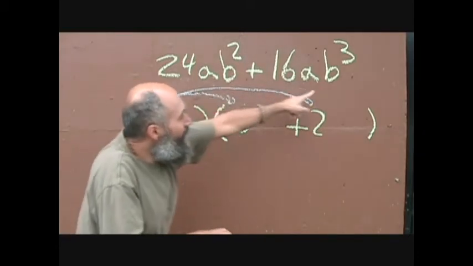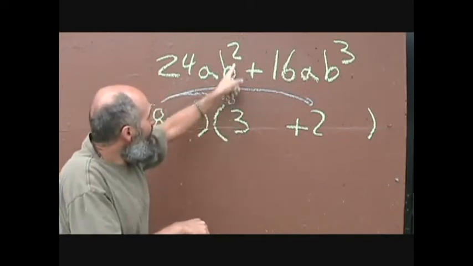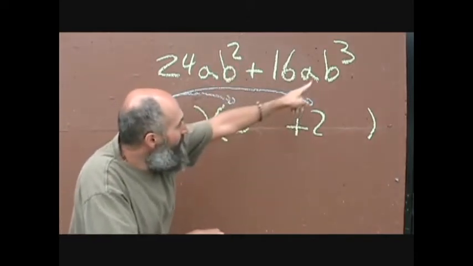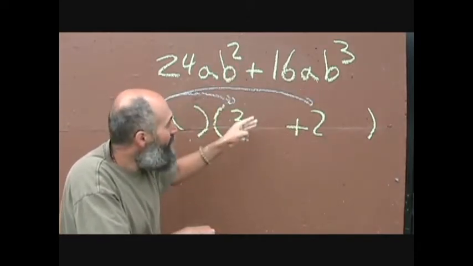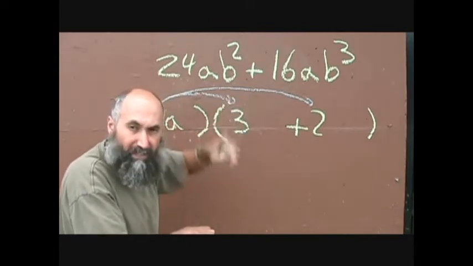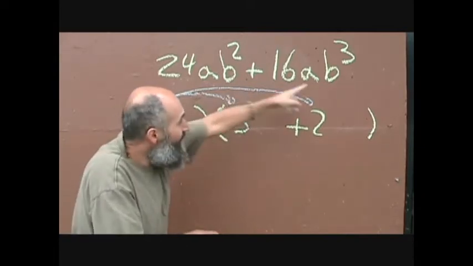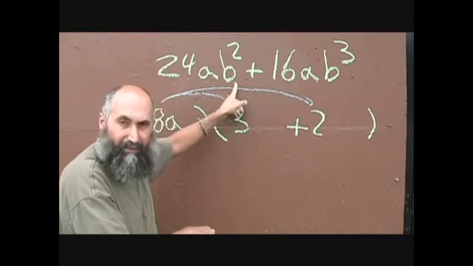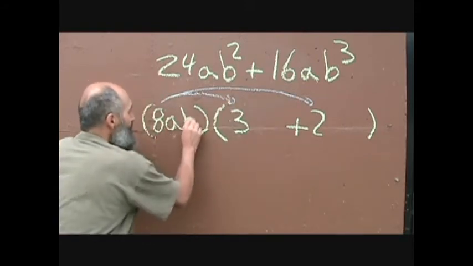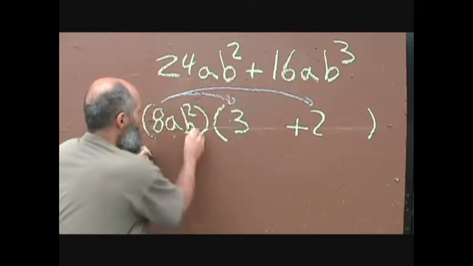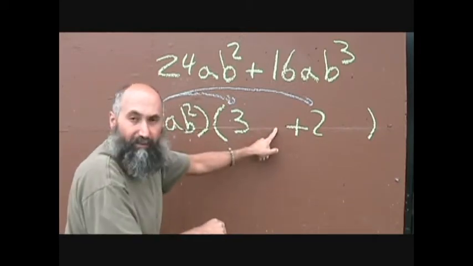You have a B squared here and a B cubed here. B squared means there's 2 B's. B cubed means there's 3 B's. So what you can do is take out 2 B's from both of them. Now you couldn't take out a B cubed because this doesn't have 3 B's to be taken out. So what you do is you go B squared comes out. Now you don't have any more B's here.